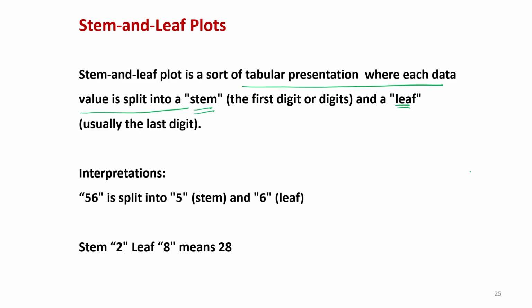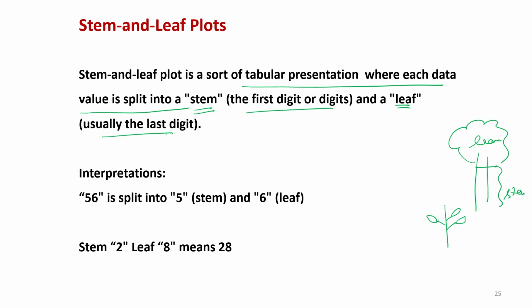You know that in a tree it is something like this: this is the stem and these are the leaves, right, just like this. So the stem is the first digit or digits and the leaf is usually the last digit. For example, if I want to write down 56, then it is split into two parts, 5 which is the stem and 6 as the leaf. Similarly, if I write stem as 2 and leaf as 8, this represents the number 28.